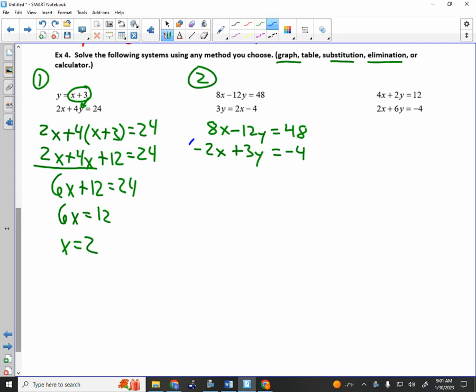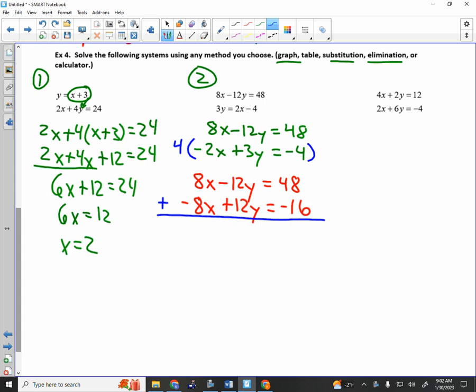So if I want to get rid of my y's, what should I multiply the bottom one through by? 4. And watch what happens when you multiply the bottom by 4. The top, we still have 8x. We have negative 12y. We have 48. But on the bottom, we have a negative 8x. We have a positive 12y. And we have a negative 16. What do you notice happens when we add these together?